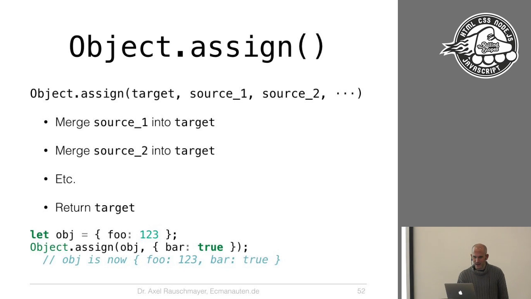Then you have Object.assign, which is similar to underscore's extend. So it merges source 1 into target, then it merges source 2 into target. And so this is what that looks like in action. So you have an object that has a single property foo, and then you merge another object that has a single property bar into object. And object is modified, and it's also returned by assign. So afterwards, object has the property foo and the property bar.